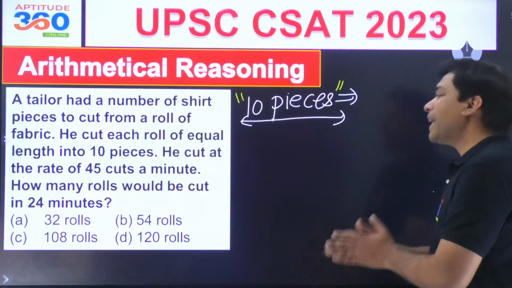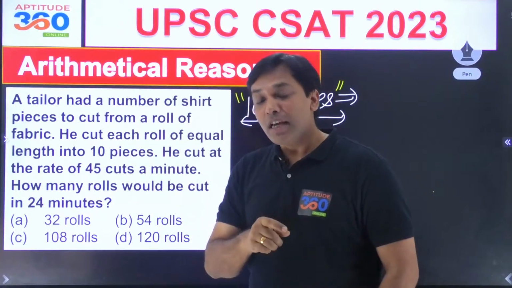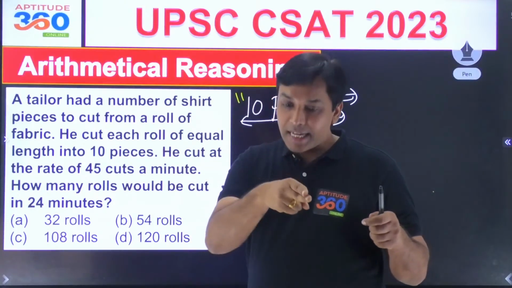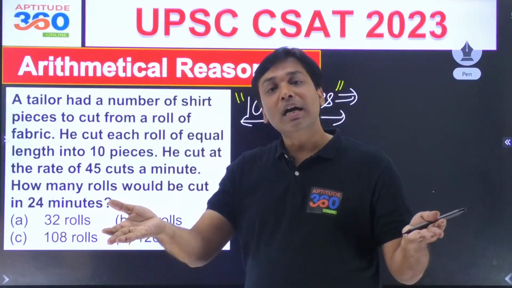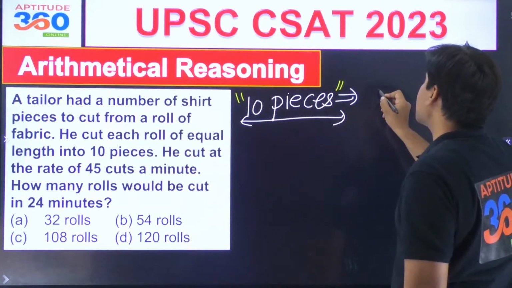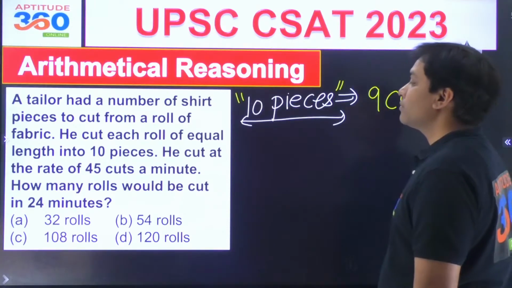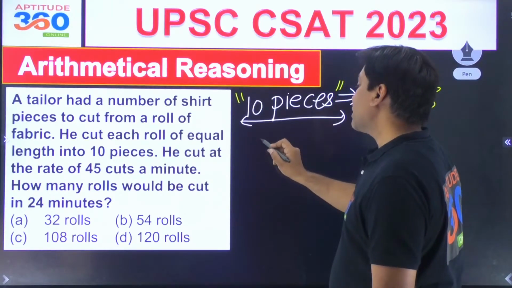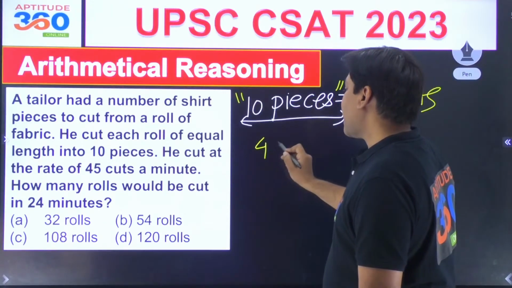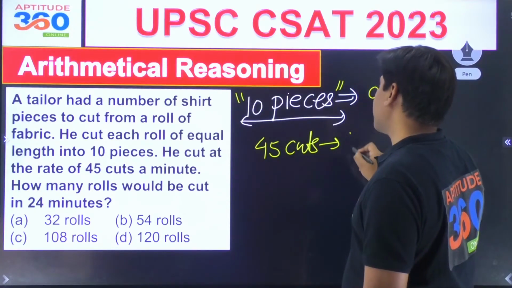हाँ जी, तो मैं कह रहा हूं कि if we have got 10 pieces, how many cuts we... देखो, कोई रोल लिया, एक कट लगाया तो 2 पीसेस में कन्वर्ट हो गया. If you make 2 cuts, 3 pieces में कन्वर्ट हो गया. And if you have to have 10 pieces, how many cuts are required? 9 cuts are required. Do you understand this? And this person is making 45 cuts in a minute. So 45 cuts in 1 minute.